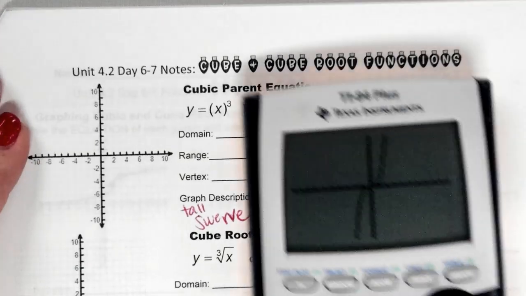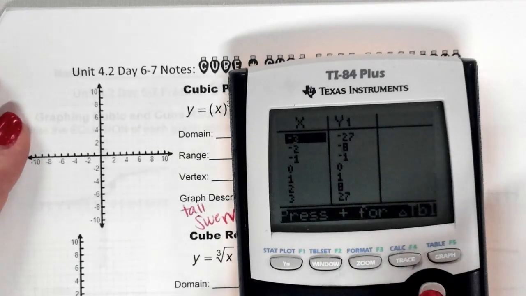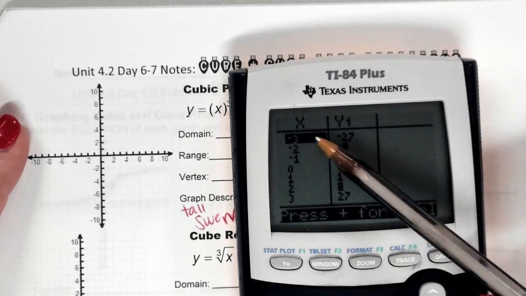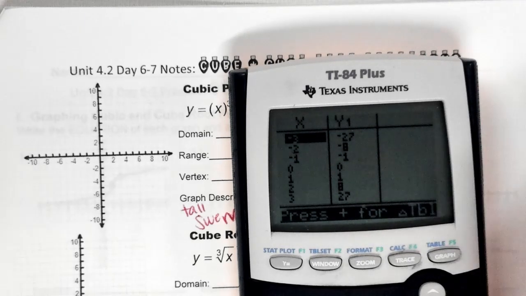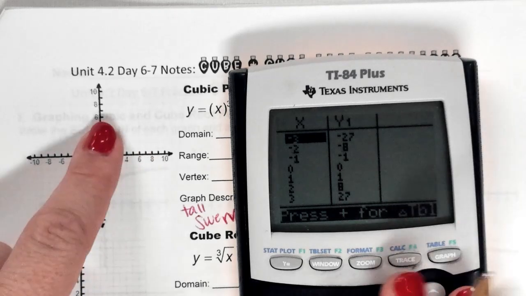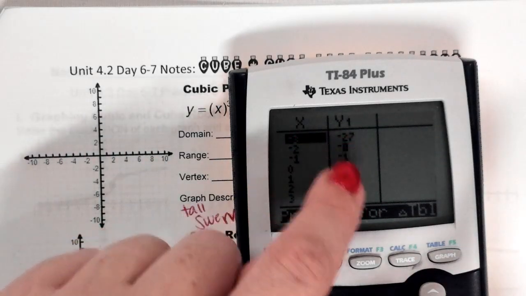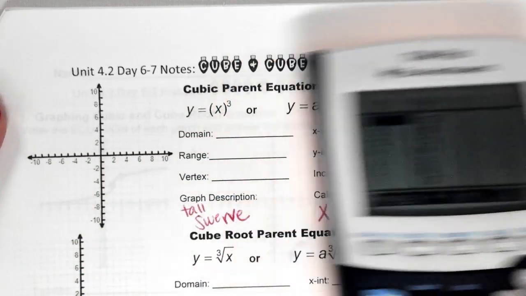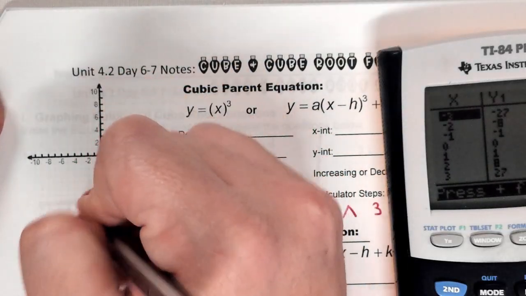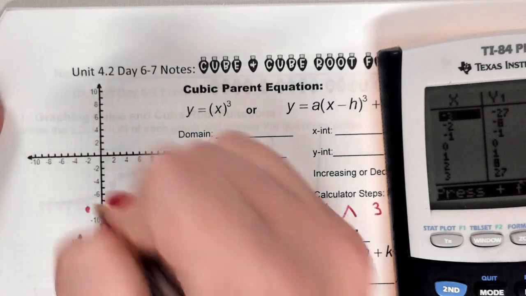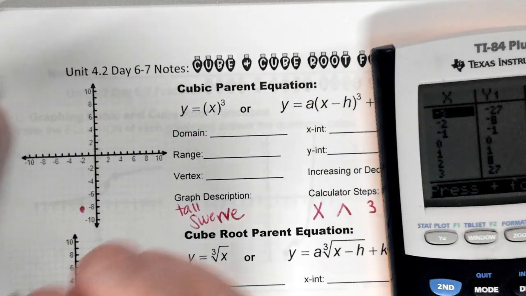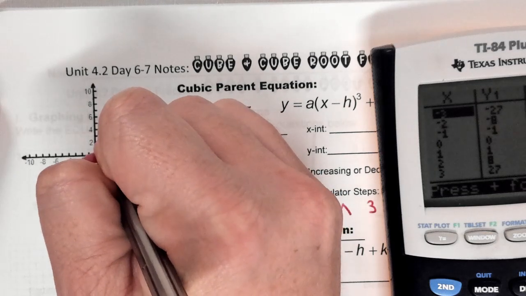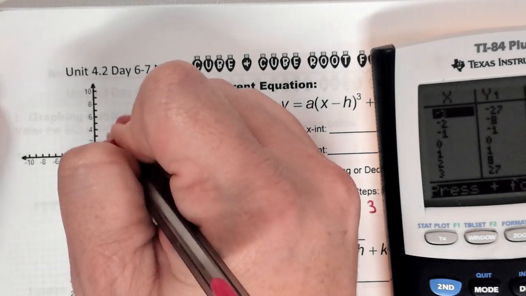Okay, so we're going to plot points. We're going to go to our table. There's no rainbow or anything like with quadratics, so I just start where both my x and my y are between -10 and +10, because that's all I can plot on my graph. The first point I cannot plot because -27 is not between there, but (-2, -8) can be. So (-2, -8), (-1, -1), (0, 0), (1, 1), and (2, 8).